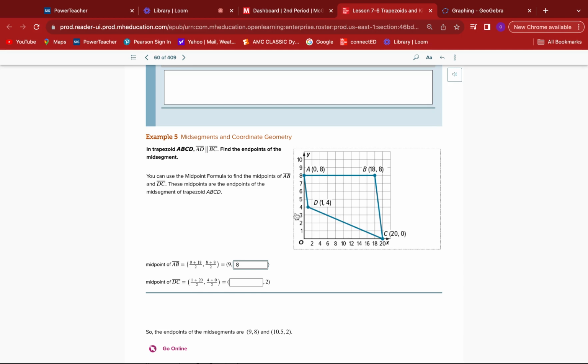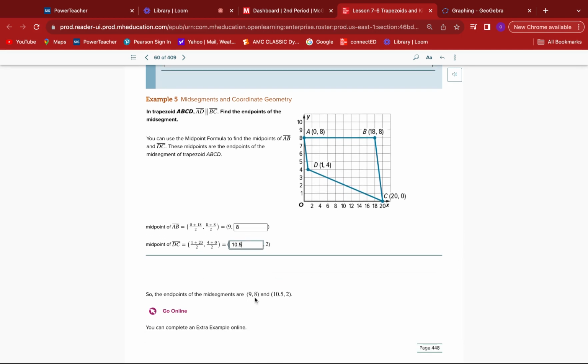Okay, same thing on DC. If you're eyeballing it, I'm sure it's going to be somewhere right in there, but let's do this. 1 plus 20, because those are your x's, is 21. 21 divided by 2 is 10.5. 4 plus 0, which are your y's, add together. 4 plus 0 is 4, divided by 2 is 2. So you're going to have 9, 8, and 10.5, 2. So like I said, it's somewhere in there. We were a little off eyeballing it right there. 10.5 and then up to 2, so somewhere right in there.